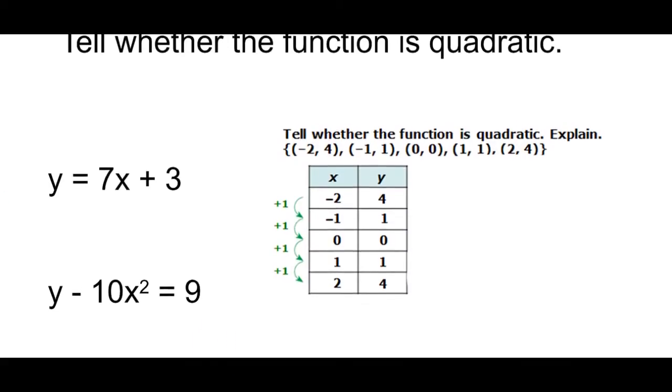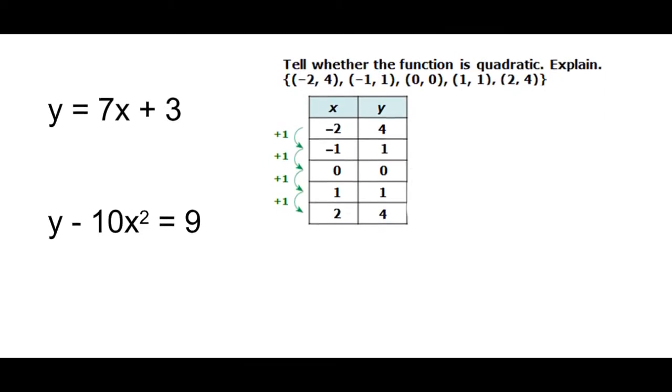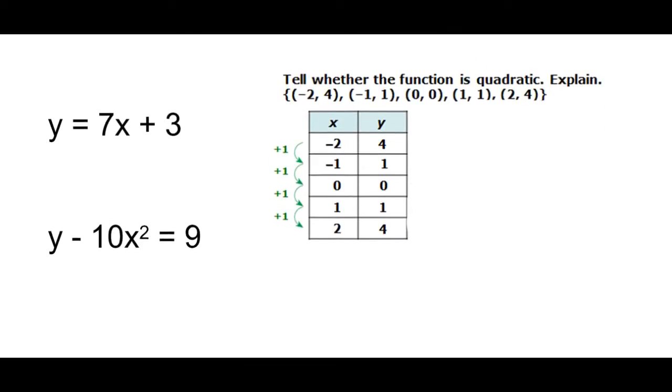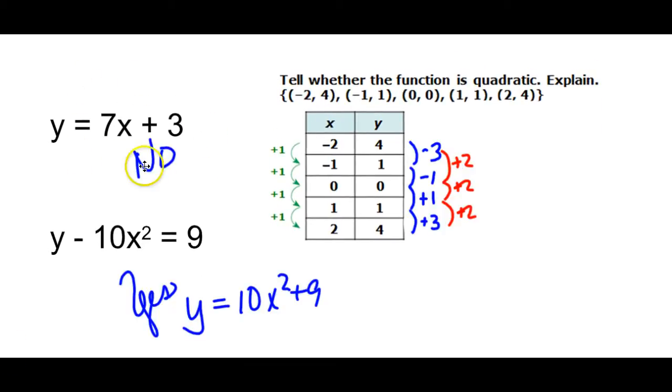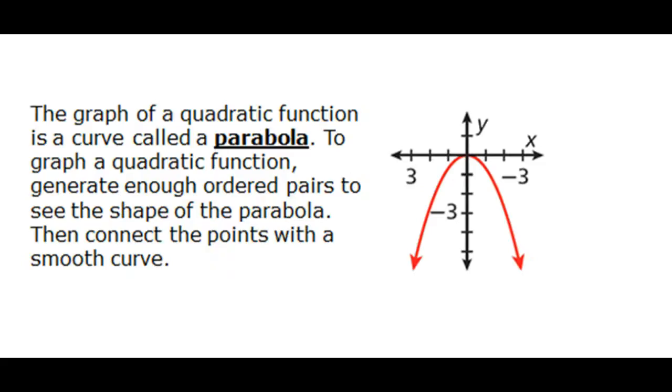Tell whether these functions are quadratic or not. This one is not. It is linear, actually. This one is, if you add 10x squared to both sides, there it is in standard form. The a value is 10, the b value is 0, the c value is 9. And this one is, you'll see the second difference there. So just make sure that you can get those and you recognize those.